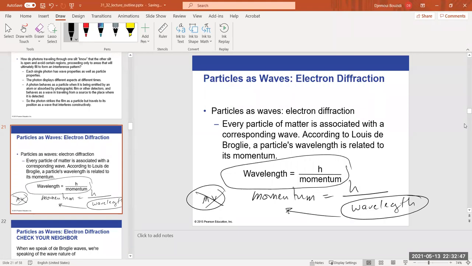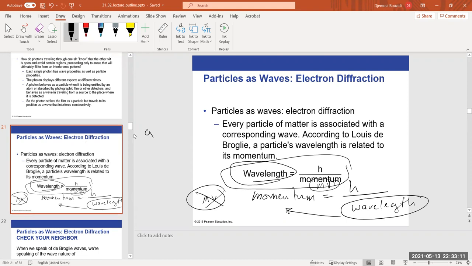Because an electron, for example, has a mass. And when it's moving, it has a velocity. So it has a momentum. h is constant. h is just a fixed number, 6.626 times 10 to the negative 34. That doesn't change. So if you give me this too, I can cook up a wavelength for you. I could come up with a wavelength for you. And now we have everything that we need.